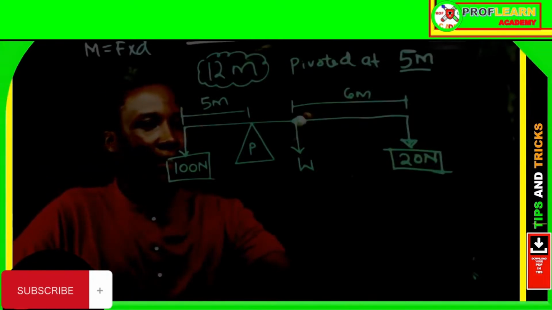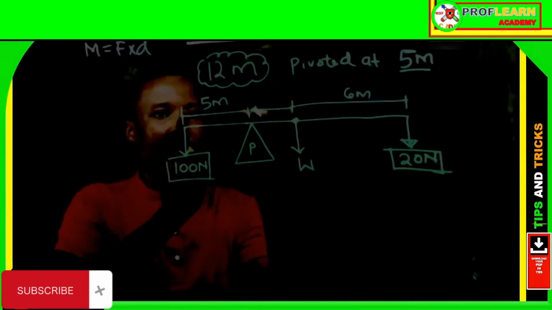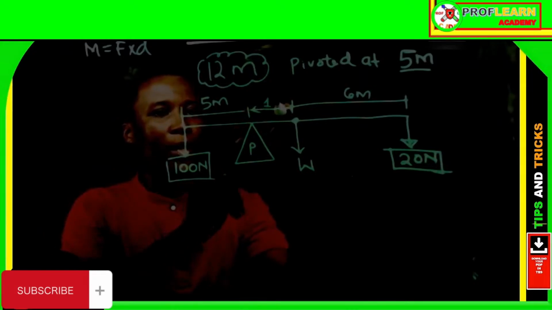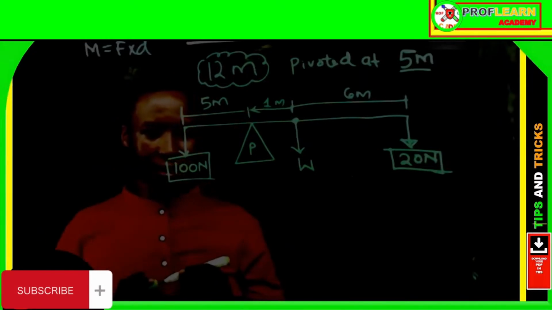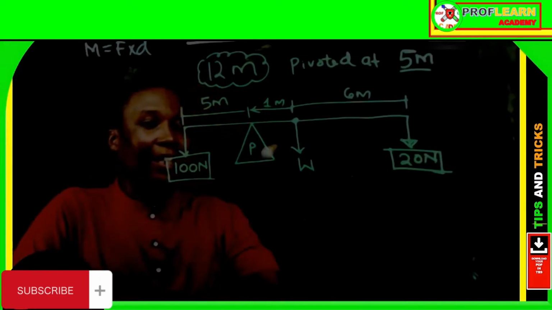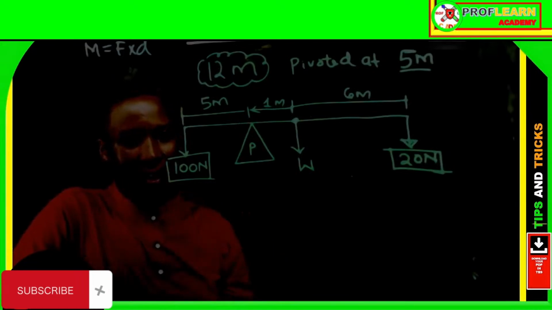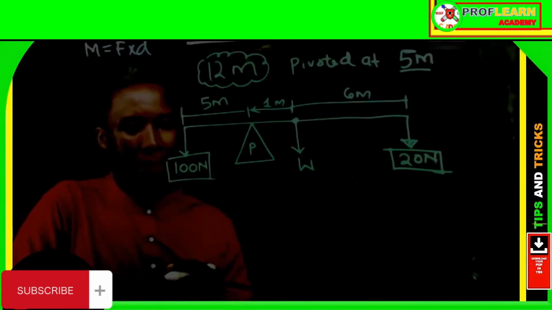And from where the center is to where the pivot is, this mark is going to be, because this is 6, and this distance also should be 6, and if this is 5, then this is 1 meter. Isn't it the case? Yes. So, which means the distance where the weight is acting to where the pivot is, is 1 meter.